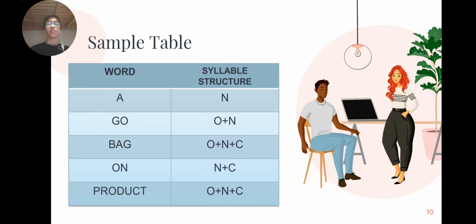Okay? So that's the basic structure of a syllable. It's composed of an onset, a coda, and a nucleus. Nucleus is a vowel, and then onset and coda are both consonants. Okay.